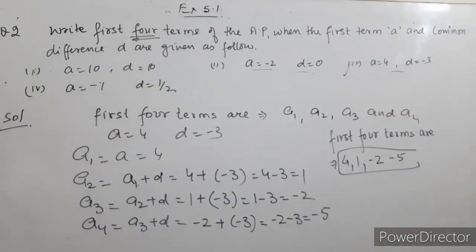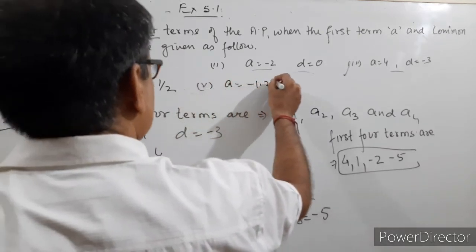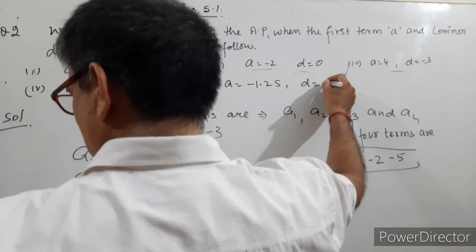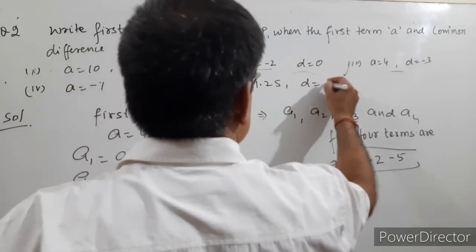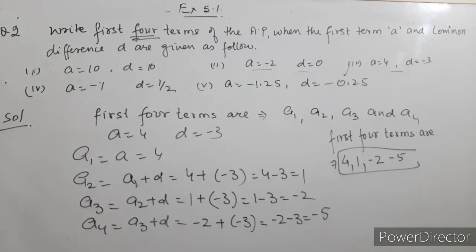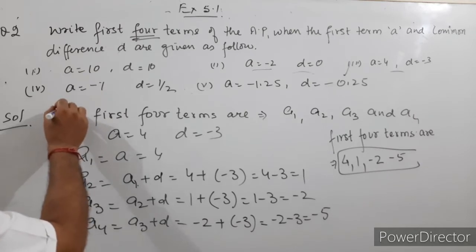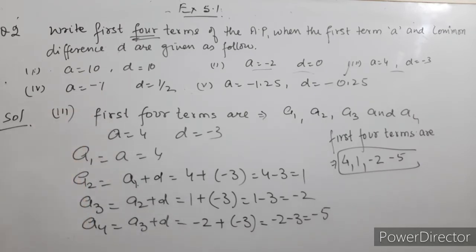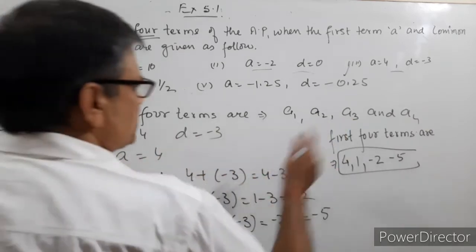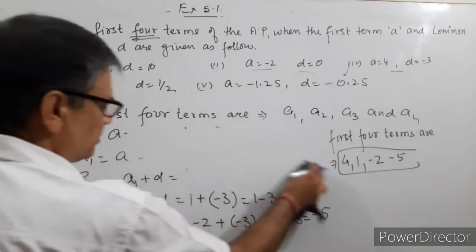And now we will move to the fourth part. Here is the fifth part also. What is the fifth part? A is equal to minus 1.25, and D is equal to minus 0.25. This is your third part, and we will move to the fourth part. First, this portion is the same, and this is different. Now we have to find only this value.